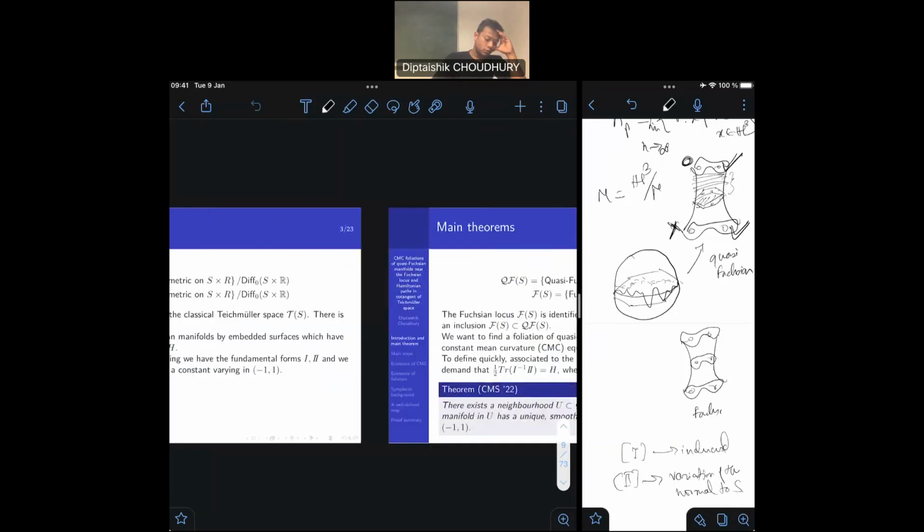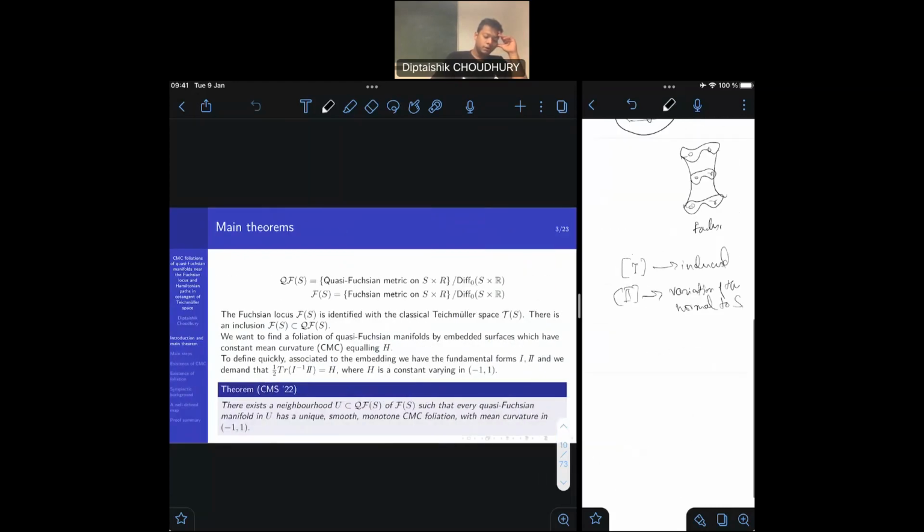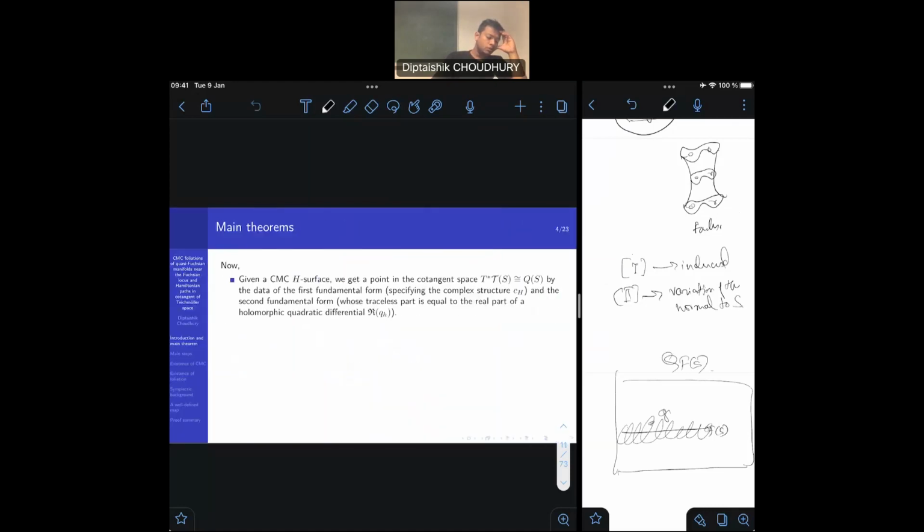Given this situation, what we prove is the following. If you remember that the Fuchsian locus is included in the quasi-Fuchsian space, then there is a neighborhood of the Fuchsian locus with the property that every quasi-Fuchsian manifold M in this neighborhood contains a smooth, unique, monotone CMC foliation with the values of the mean curvature ranging from -1 to 1. And there is a second part of the talk as well. So what do we do in the second part of the talk?